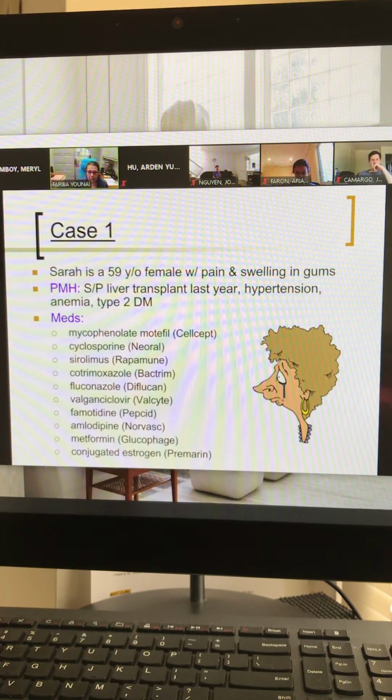Look at her medications. I think you are getting to a point in your training where, by looking at the list, you should be able to pretty much understand what each one of these drugs does and how they relate to her medical diagnoses, right? Mycophenolate, cyclosporin, sirolimus, cotrimoxazole, fluconazole, valacyclovir, famotidine, amlodipine, metformin, and also the estrogen supplement. I'll just give you 1 minute to digest all of these and try to connect them with her medical conditions.